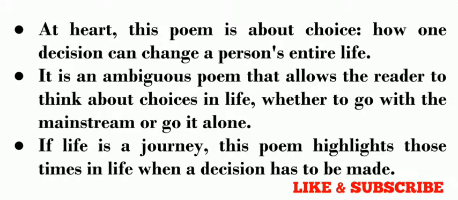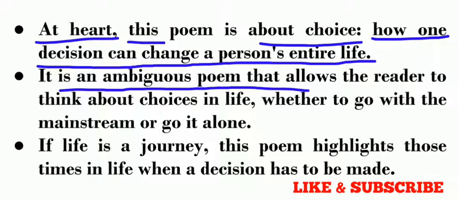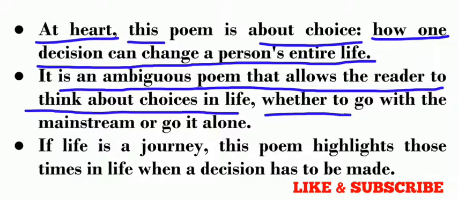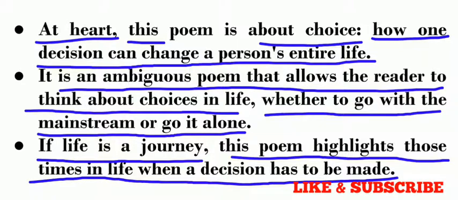Now we will discuss 2-3 points about the poem. Then we will go for the explanation. This poem is The Road Not Taken. It is about choice, how one decision can change a person's entire life. It is an ambiguous poem that allows the reader to think about choices in life, whether to go with the mainstream or go it alone. If life is a journey, this poem highlights those times in life when a decision has to be made.